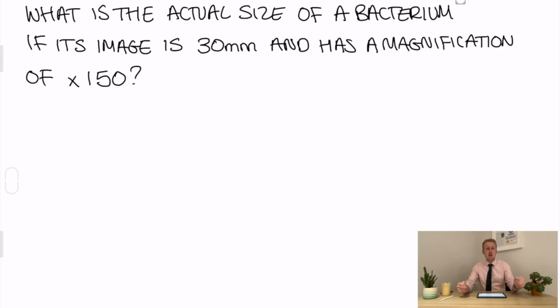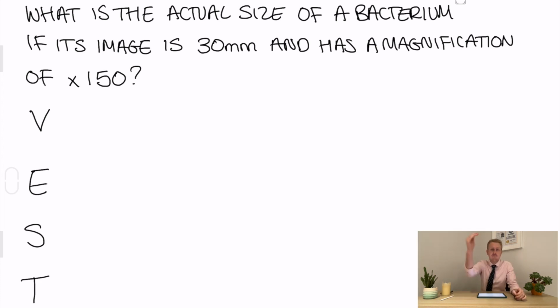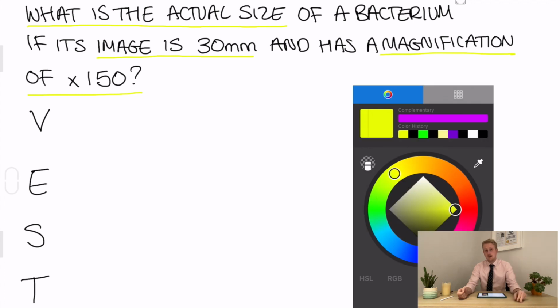Right, and the last one, okay, we have one for our biology questions. What is the actual size of bacteria if its image is 30 millimeters and has a magnification of 150? Again, VEST method is the best method. We go through, we underline any pieces of information that we want to know. Image is 30 millimeters, magnification 150, and what is the actual size?